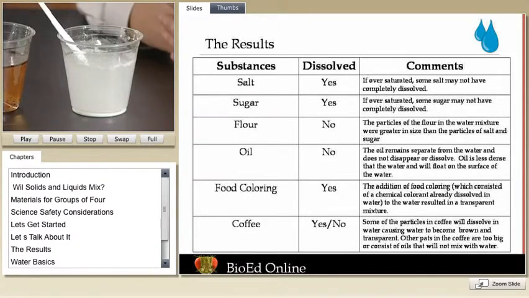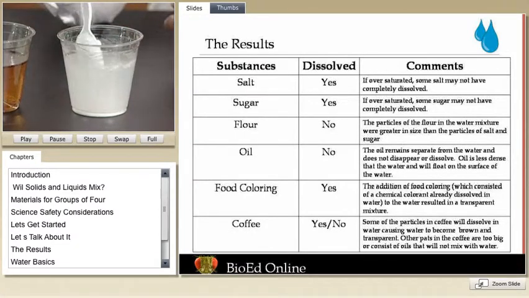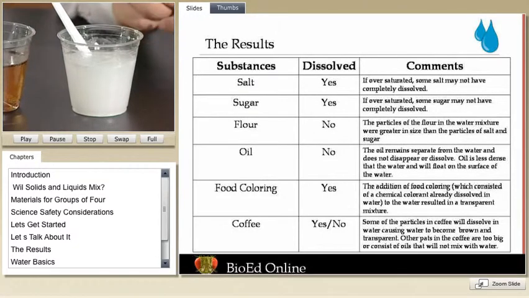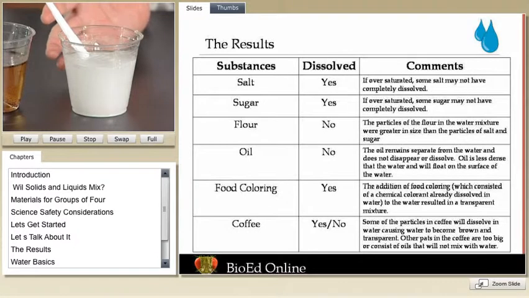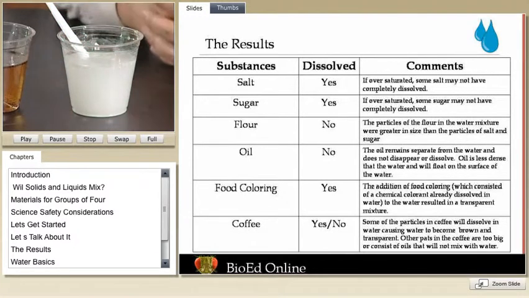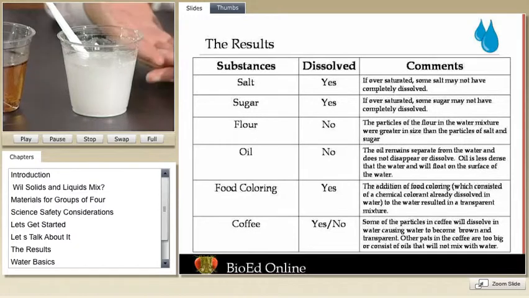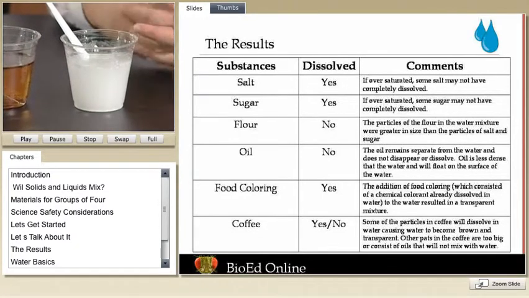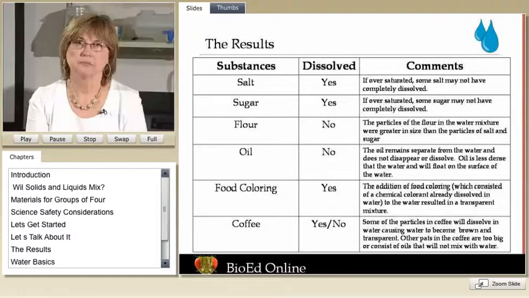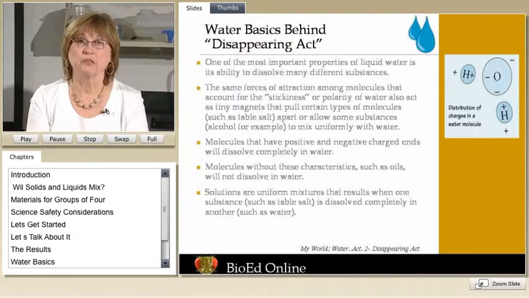Okay, Michael, what about the flour? Again, we stirred up this flour, and you can see that the particles, even though they're very tiny compared to the coffee, are completely uniformly distributed in the water, but it's not transparent. You can still see the particles, and since there's so many of them, it becomes an opaque mixture. So we don't call that a solution? No. Okay, so what are the water basics behind the disappearing act?